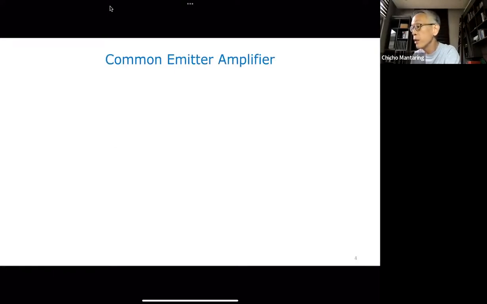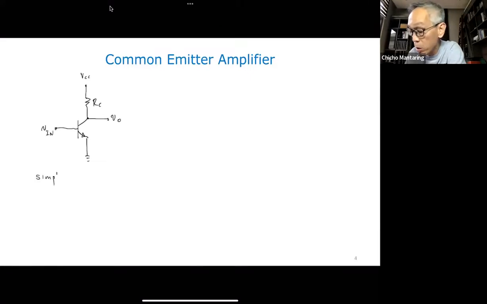Okay, the common emitter amplifier. We discussed a very simple common emitter amplifier earlier in the first part of this module. So let me redraw that again. You have VCC, you have RC. Your emitter is your reference, and then V capital IN, and then I have V capital O. So this is a simple common emitter amplifier.